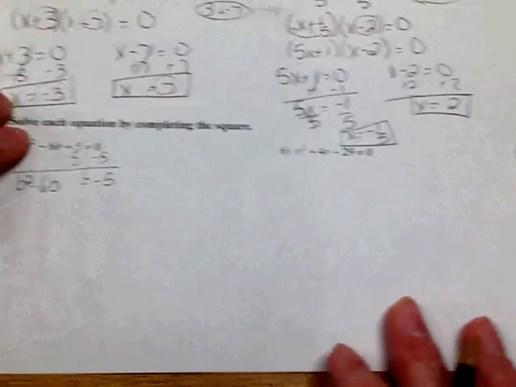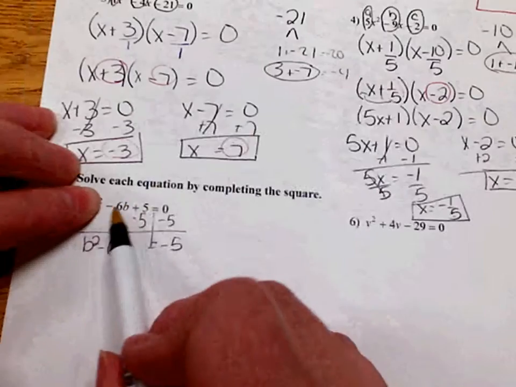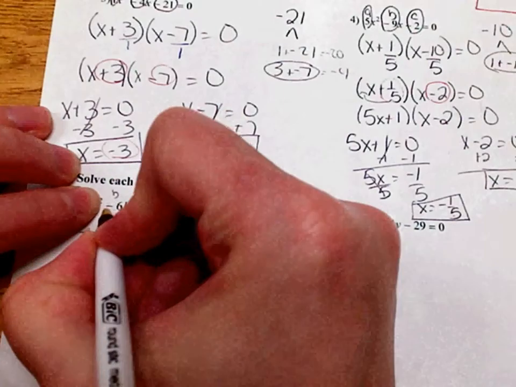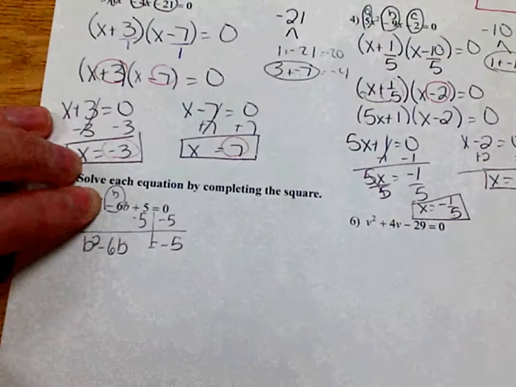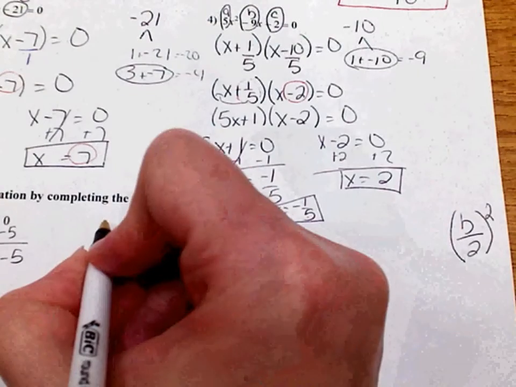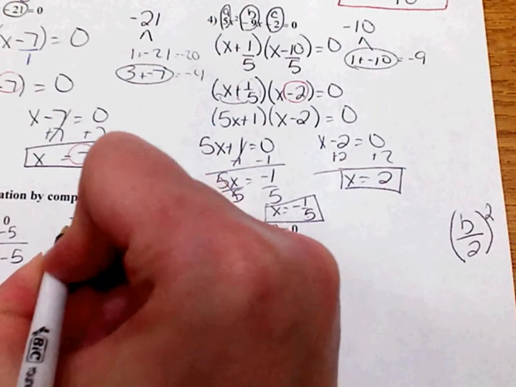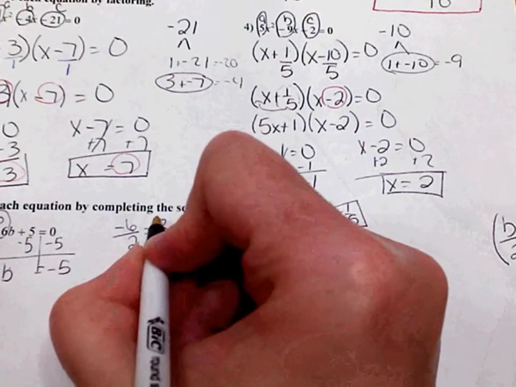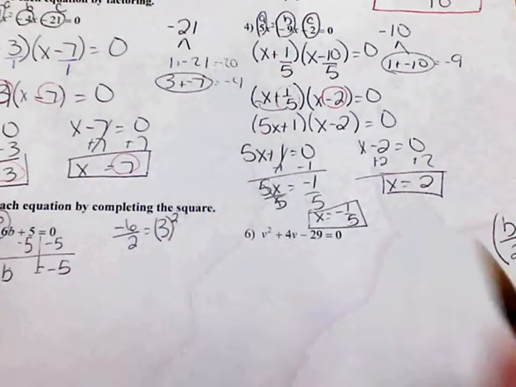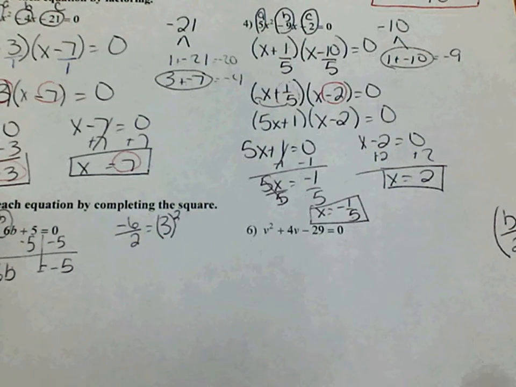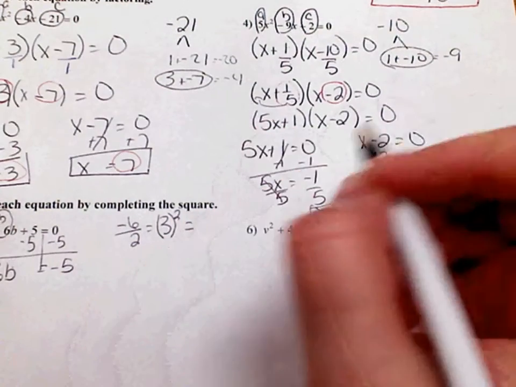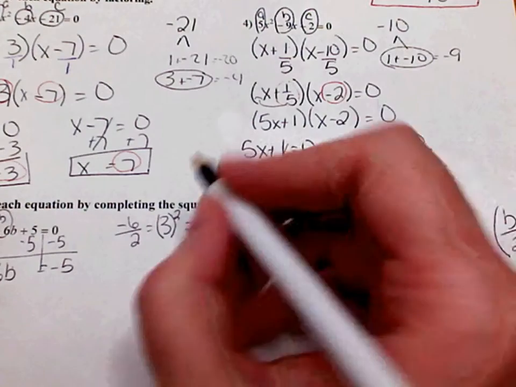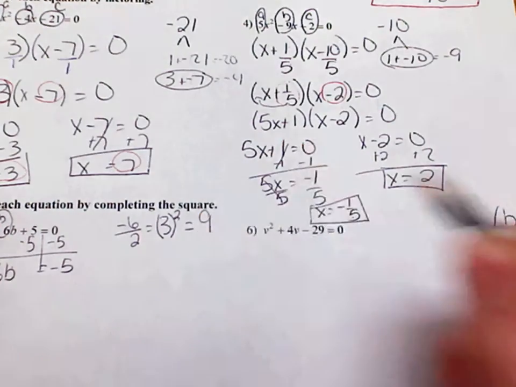So our b divided by 2, our b, once again, this is b right here, is negative 6. Okay, so we're going to take negative 6 divided by 2. That's going to equal 3. And you take 3 squared. Make sure you put the 3 in parentheses, guys. It's going to matter if it's negative, okay? Then you're going to have 9.